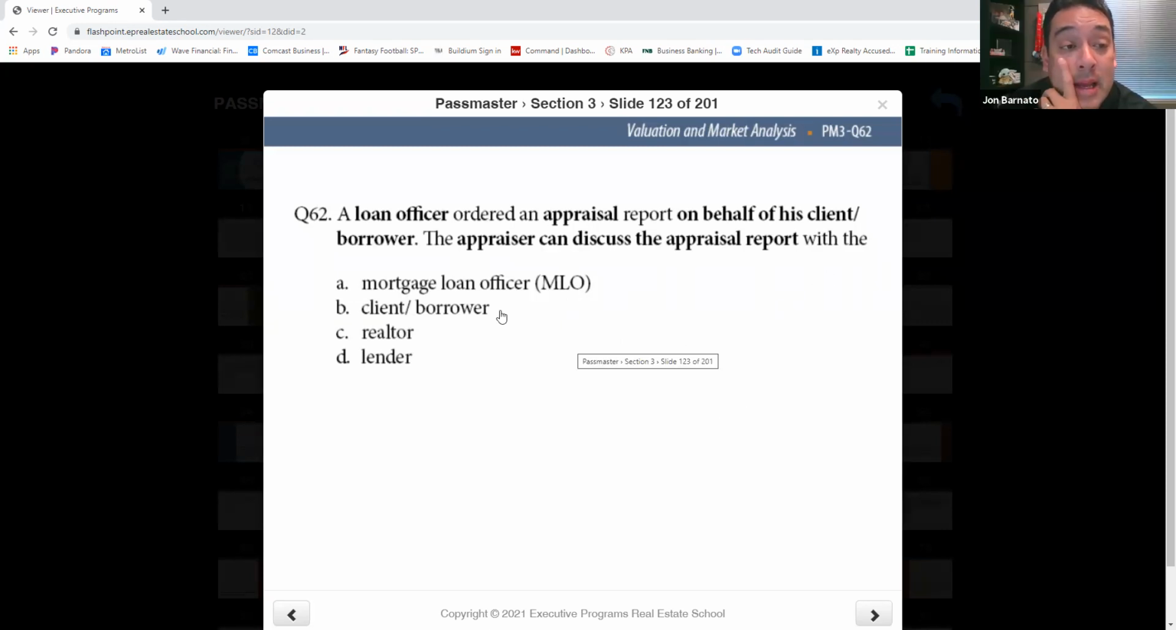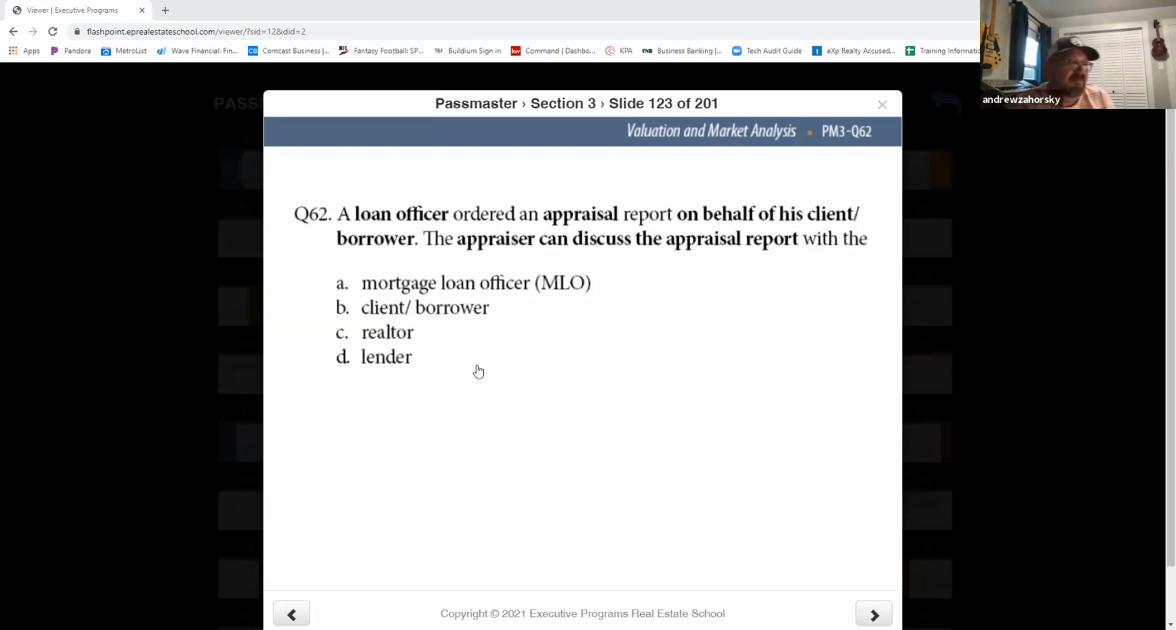Does the client borrower want the house? Yeah, they're trying to buy the house. If it has a low appraisal, the buyer has to come up with more cash to buy it, so they don't want that. Does the realtor want the house to close? Yeah, the realtor doesn't get paid otherwise. But who's trying to protect the value of their investment? The lender.